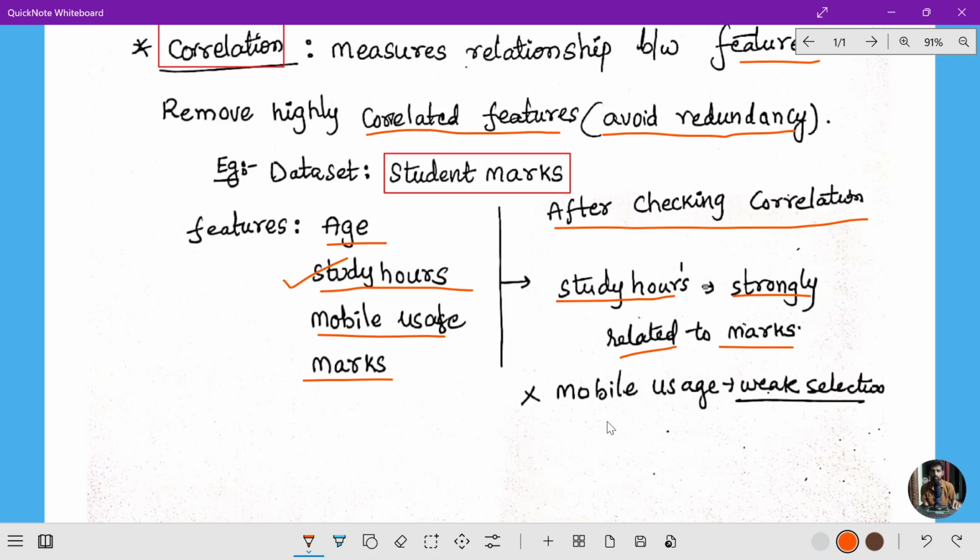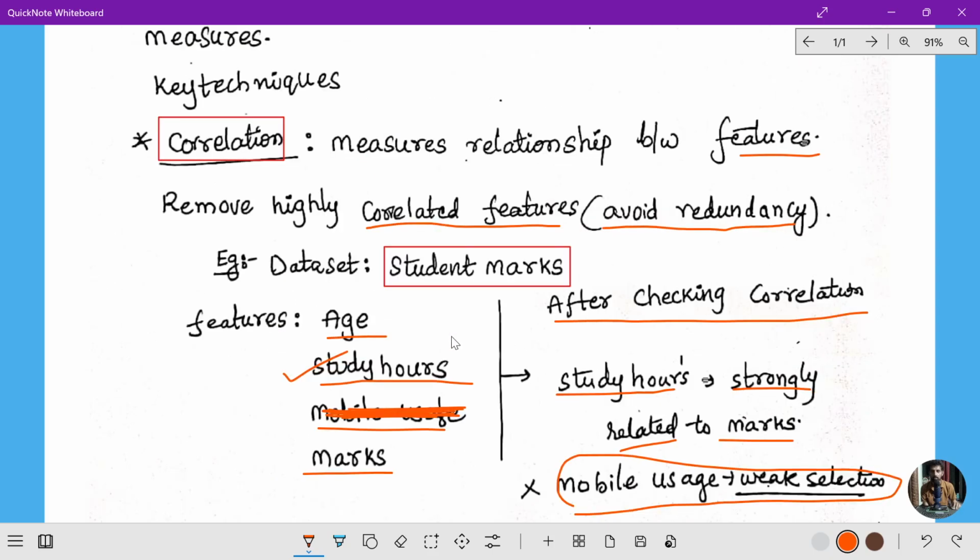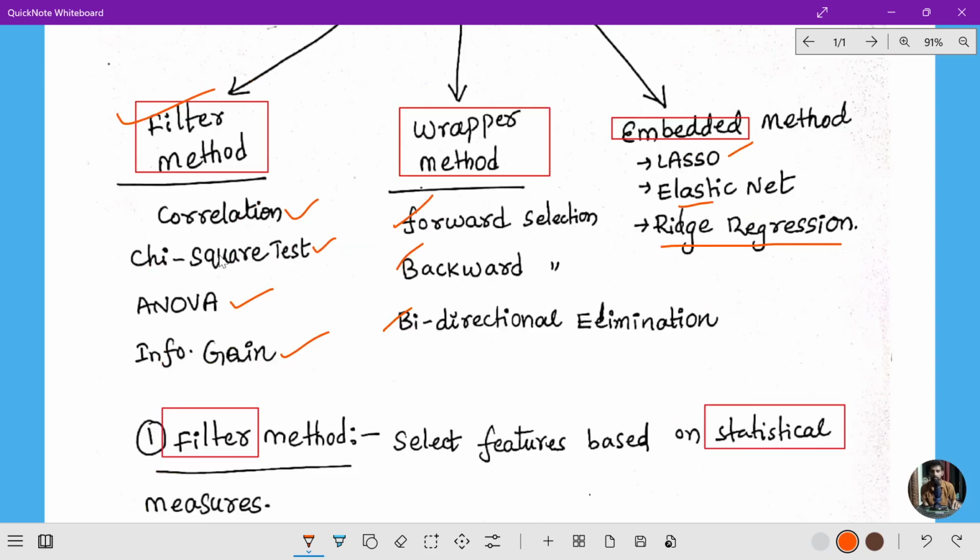But if you see mobile usage, it is a weak selection. So what we have to do, you need to remove mobile usage. We may not say mobile usage depends on the marks. So this is called the first technique, which is correlation.